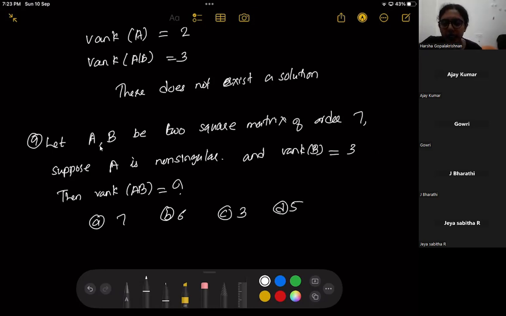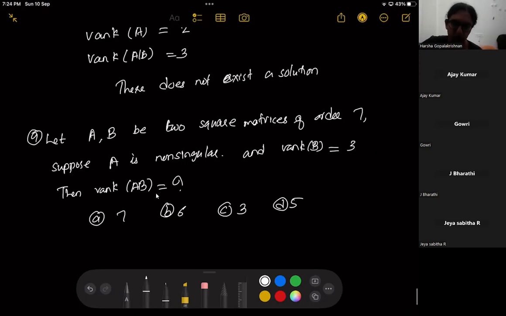Here it is given A and B are two square matrices and both are of order 7. Given A is non-singular, that means A is invertible. And given the rank of B is 3. Now the question is, what is rank of AB?